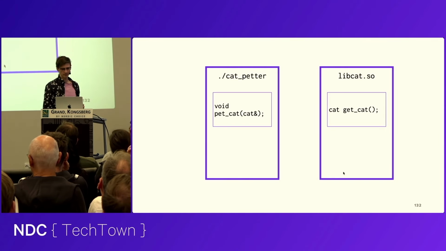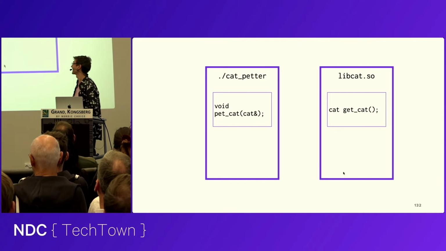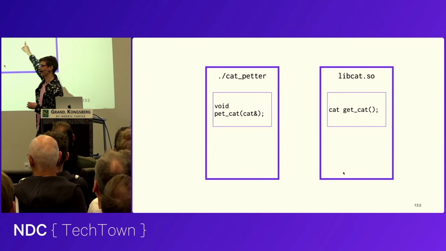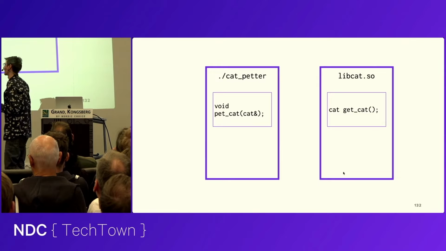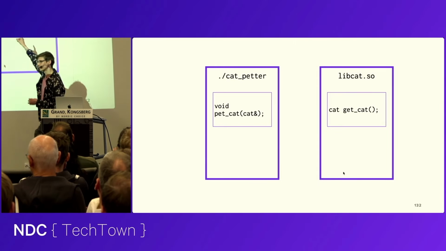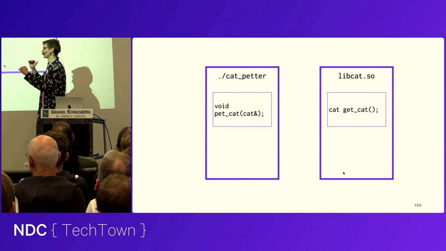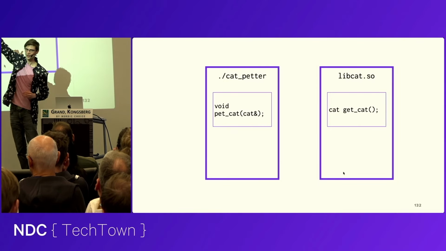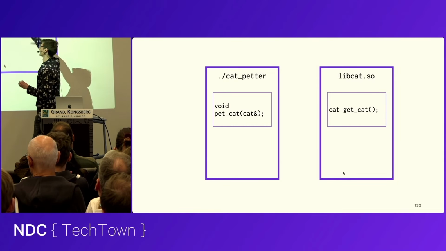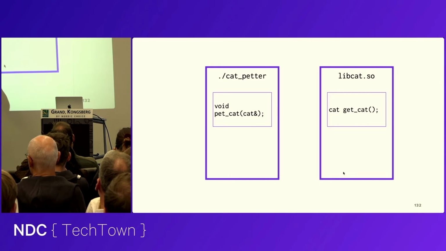But how about if getCat is instead implemented in libcat.so? Can we set a breakpoint on getCat? If we have a breakpoint in getCat, will stack unwinding just work and know that we're in a shared library and then be able to unwind all the way through this? What if this is called by another shared library and this is called? It can get very complicated.